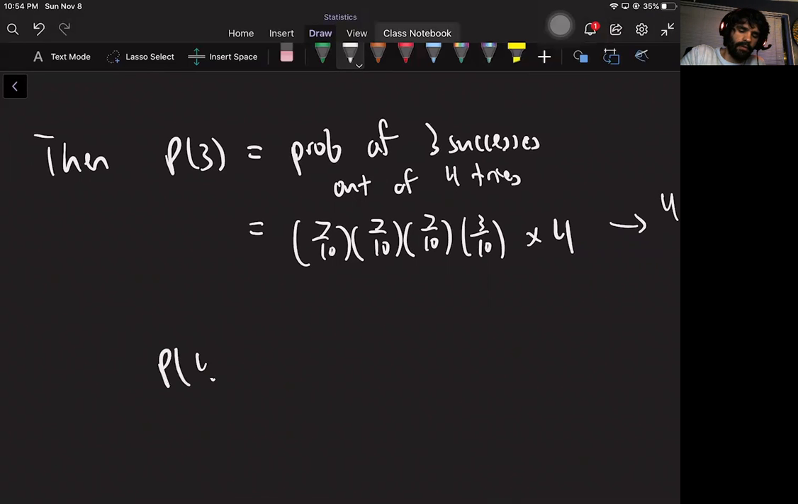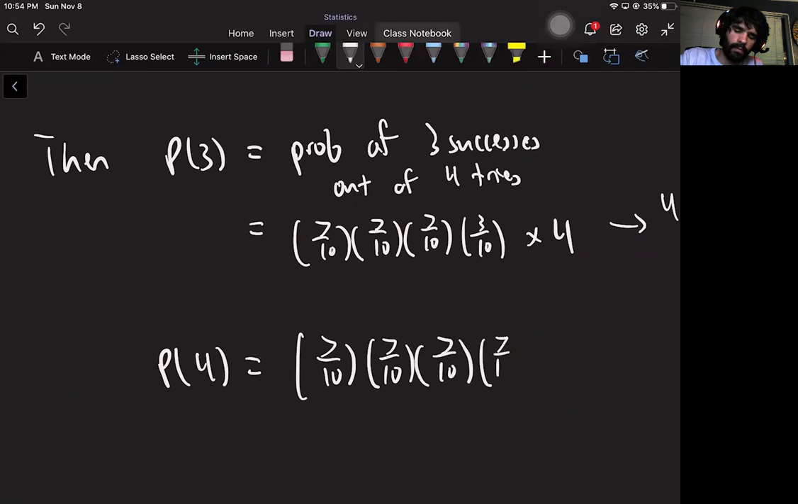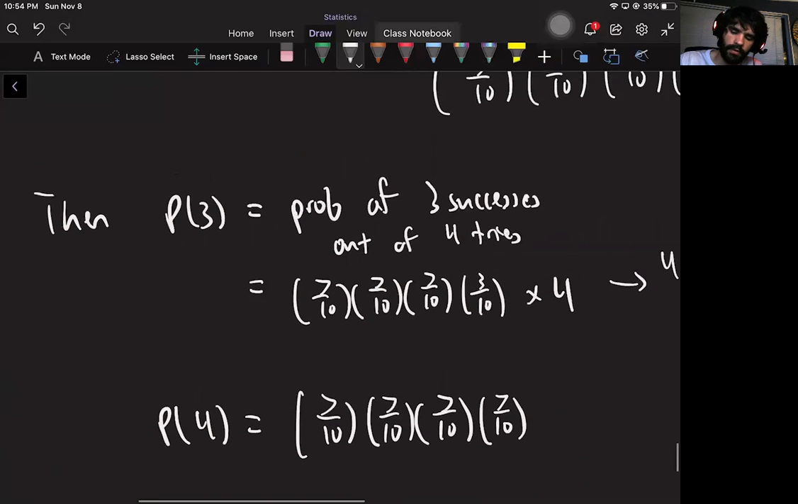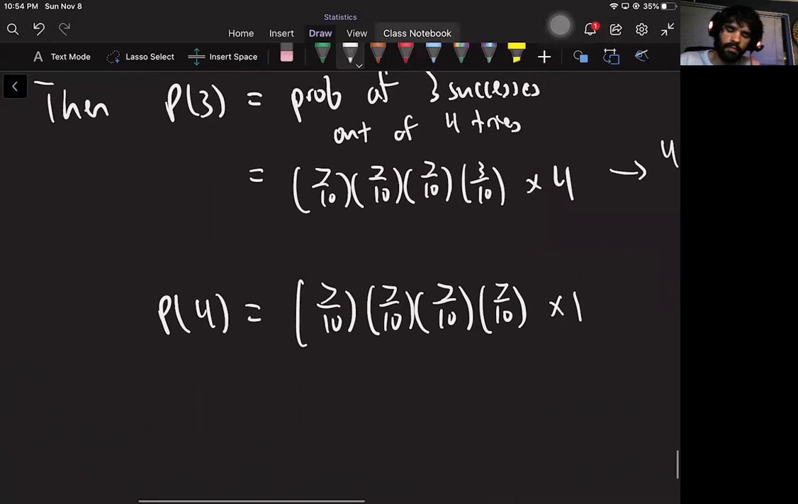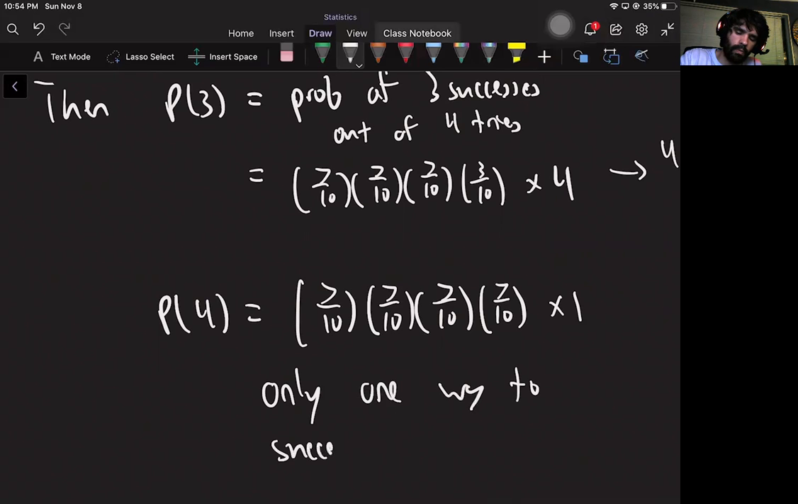And then lastly, P of 4. Well, there's only one way to succeed 4 times out of 4 times, and that's just do it. You just succeed every time. There's no other way to do it. So if you want, you can put it times 1 just to have it look symmetrical. There's only one way to succeed 4 out of 4 times.